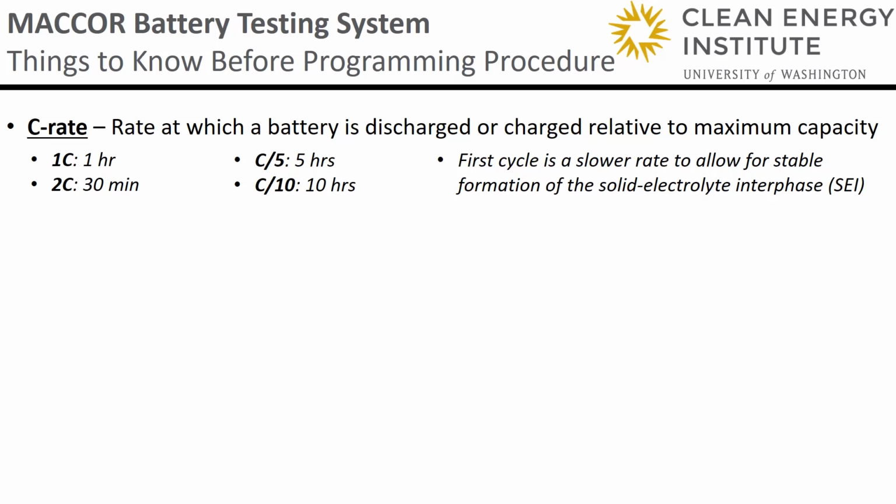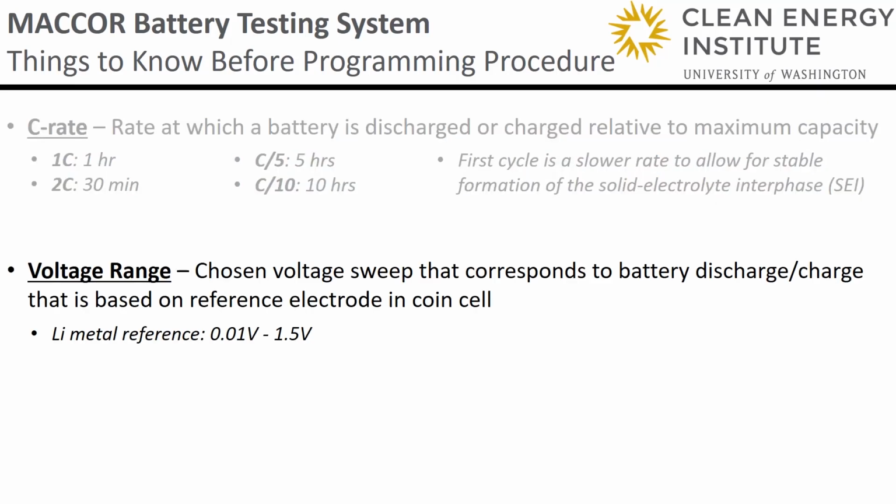So the next piece of information we need to know is the voltage range over which we will sweep. This is the chosen voltage sweep that corresponds to the battery discharge or charge that is based on the reference electrode in the Coincell.